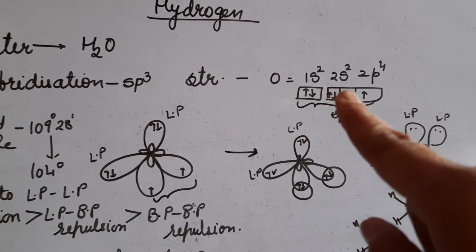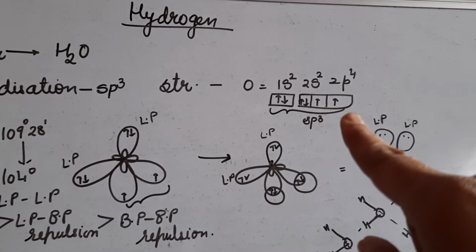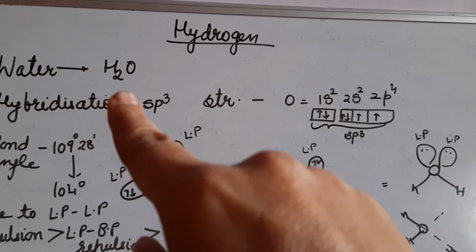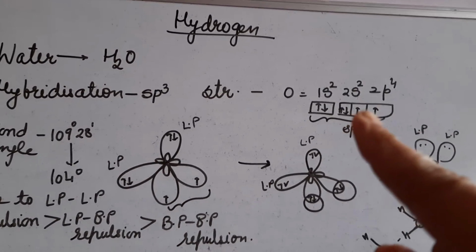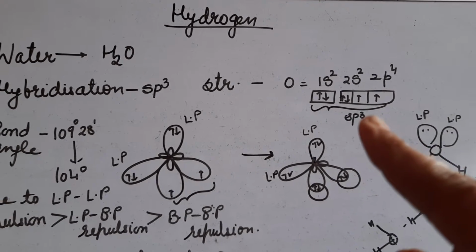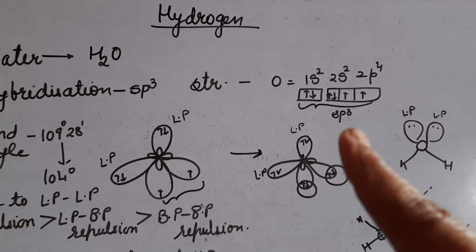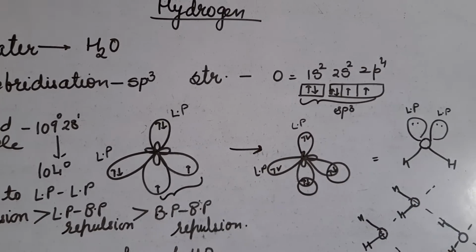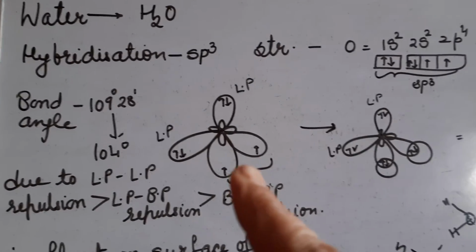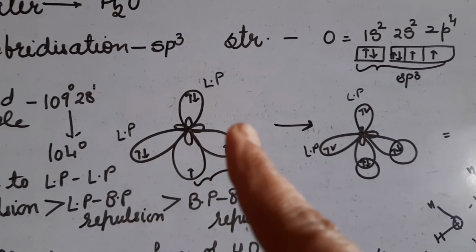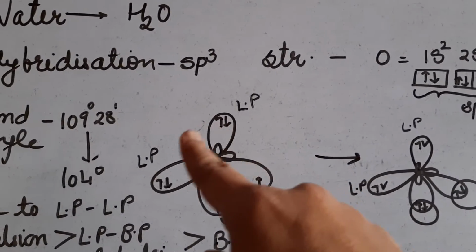When you show its orbital arrangement, you find there are two half-filled orbitals. In water, oxygen forms two bonds with two hydrogen, so two half-filled orbitals are required to form two bonds. That's why oxygen shows sp3 hybridization, and in this type of structure there are two lone pairs.